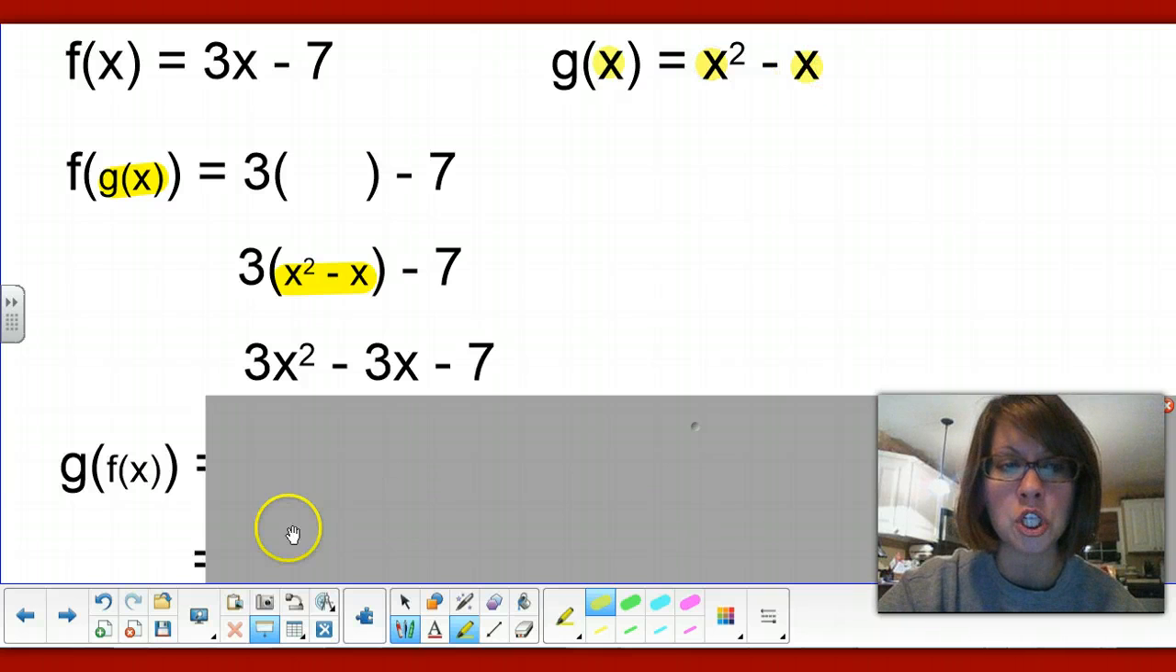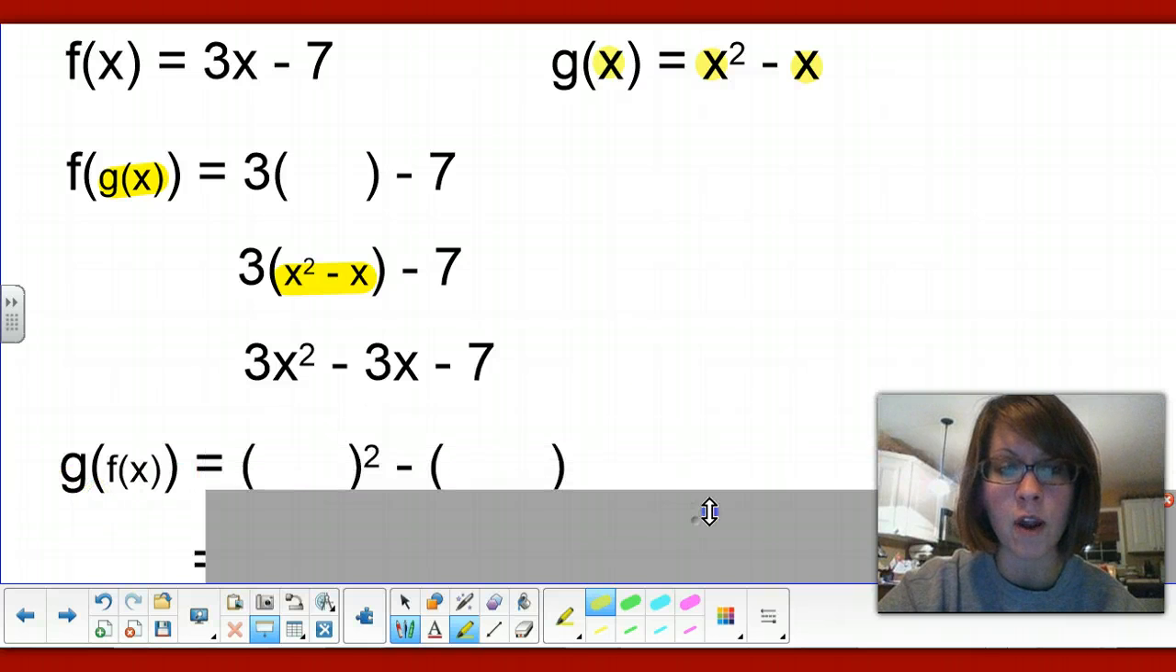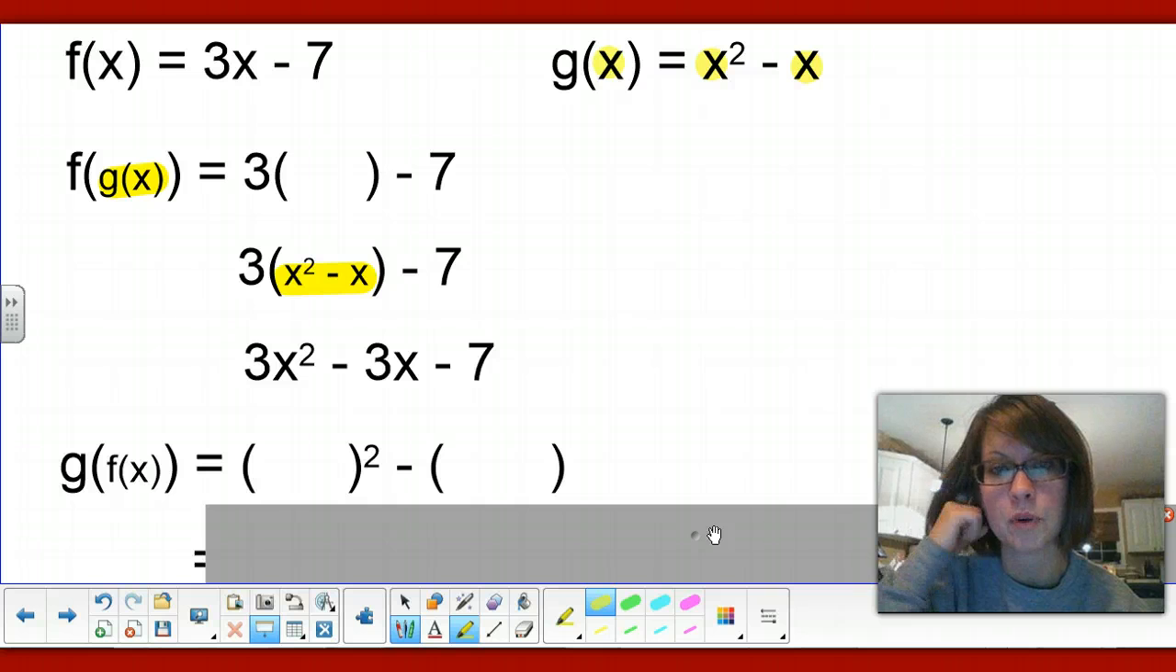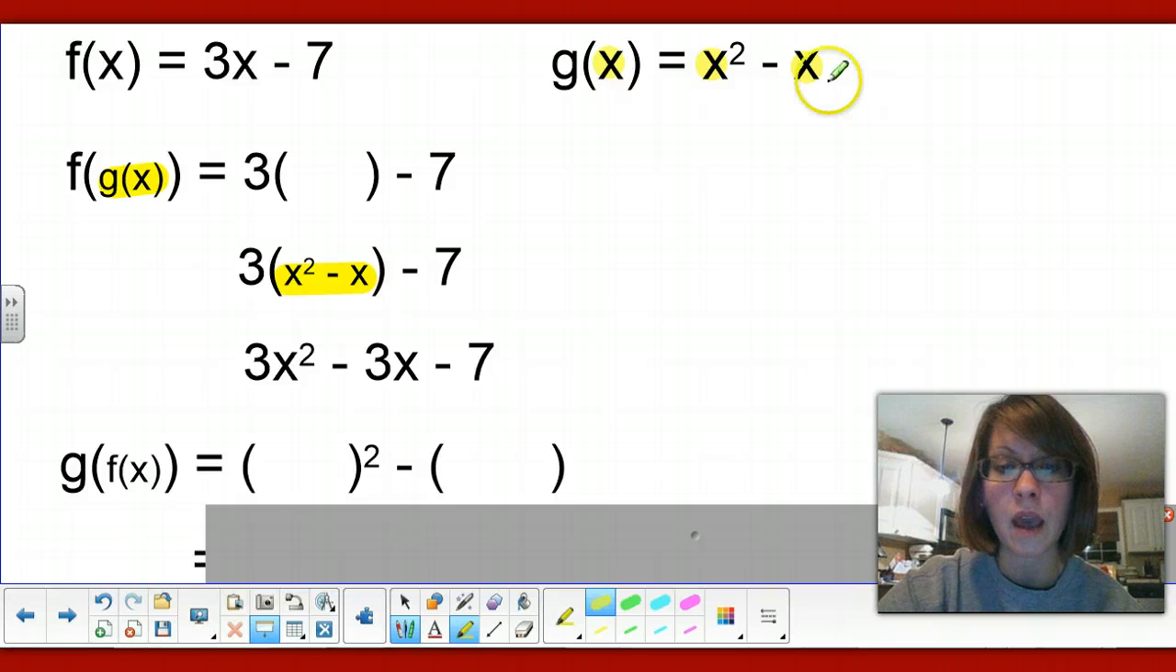Okay, so the g is our frame because it's on the outside. When I set up the frame, I put a blank wherever there was an x in the g function. So it was x squared minus x, so I have blank squared minus blank. Again, grouping is super important here.